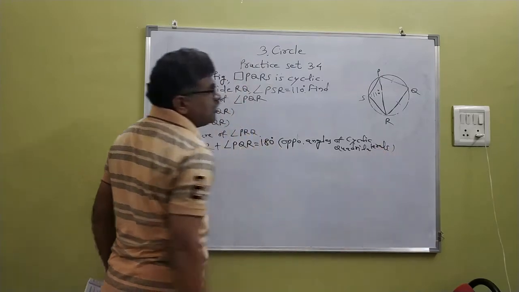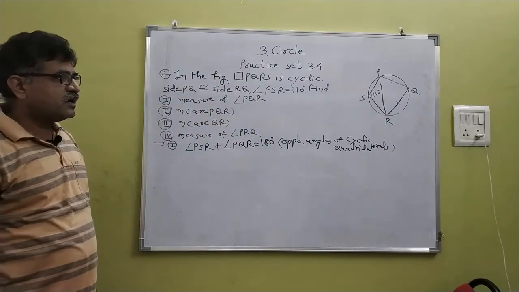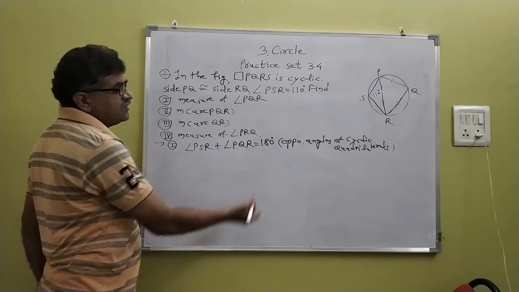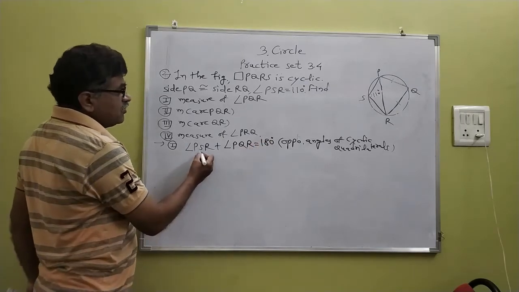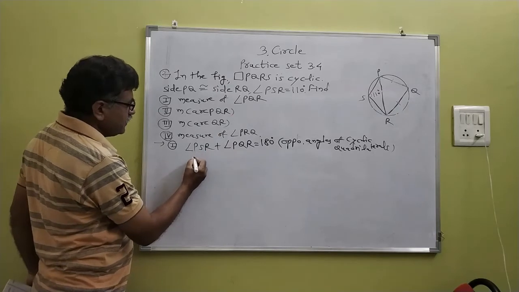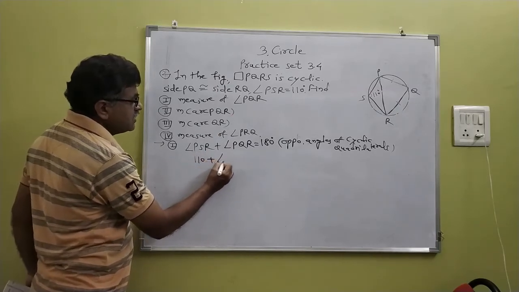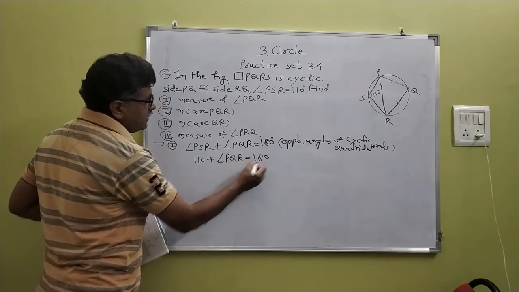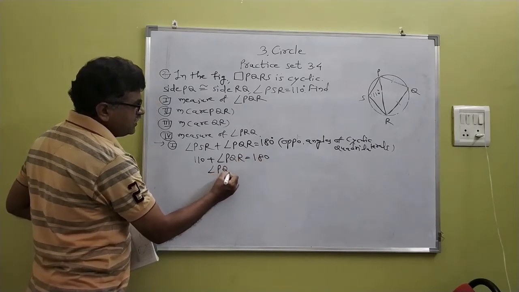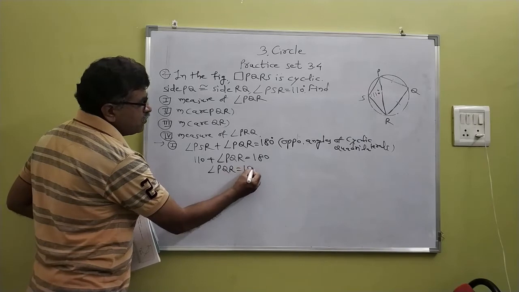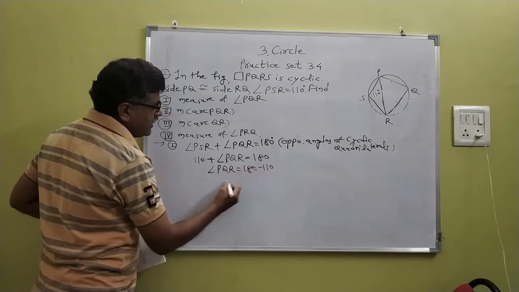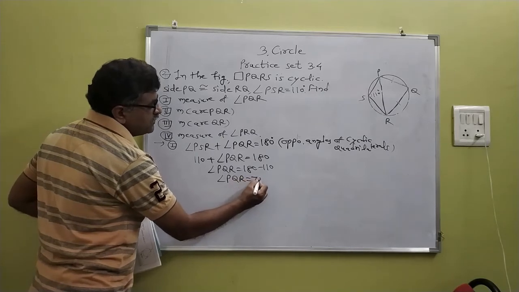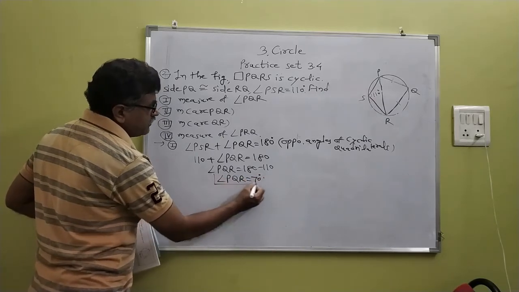We know that opposite angles of a cyclic quadrilateral are supplementary. That is, the sum of these two angles is 180 degrees. Now put the value of angle PSR: 110 plus angle PQR is equal to 180. Therefore, angle PQR is equal to 180 minus 110. Angle PQR is equal to 70 degrees. This is the first.